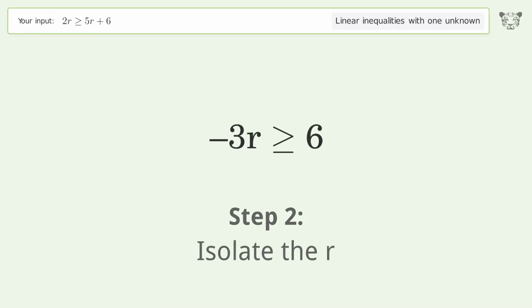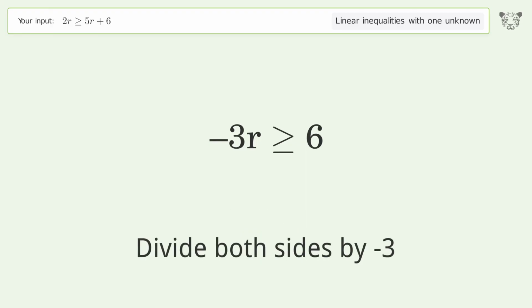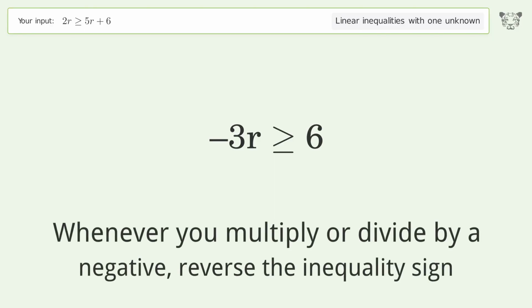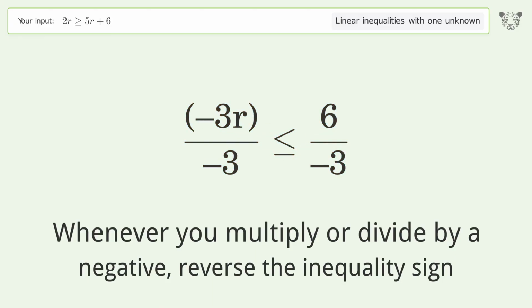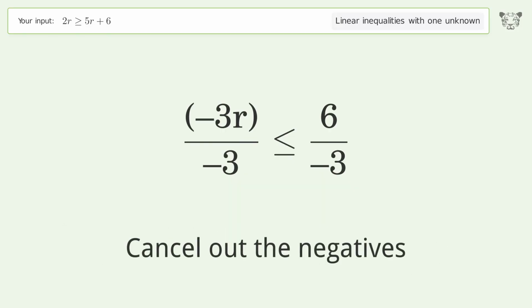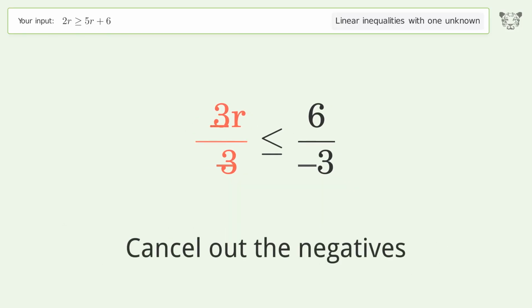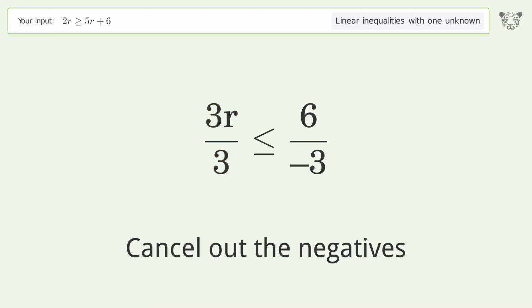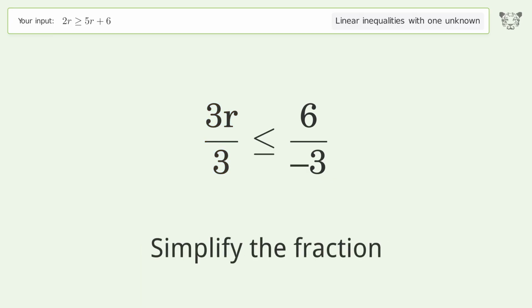Isolate the r. Divide both sides by -3. Whenever you multiply or divide by a negative, reverse the inequality sign. Cancel out the negatives. Simplify the fraction.